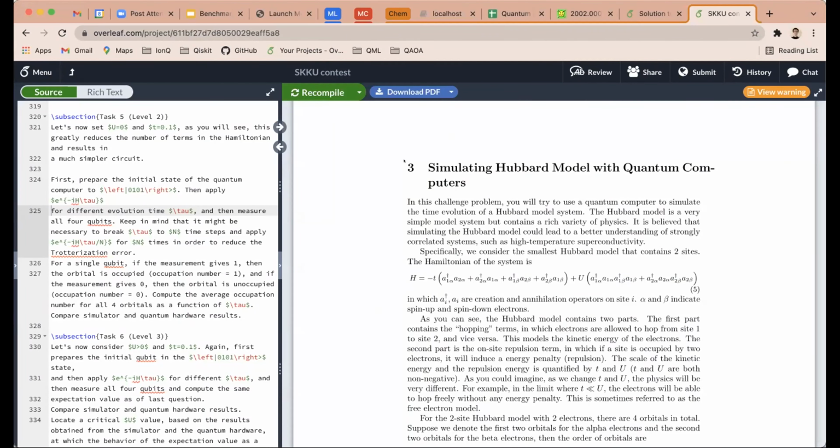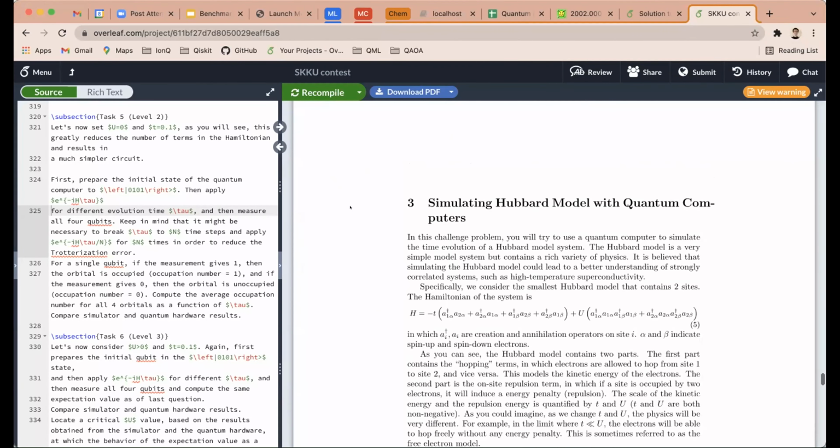So can we talk about problem 3? Sure, go ahead. Yeah. So problem 3 is about simulating the Hubbard model with quantum computers.